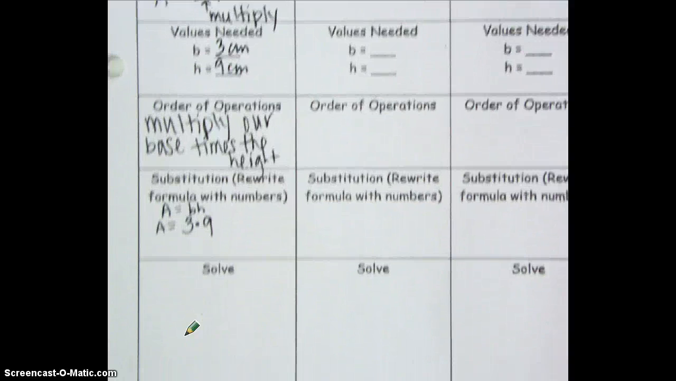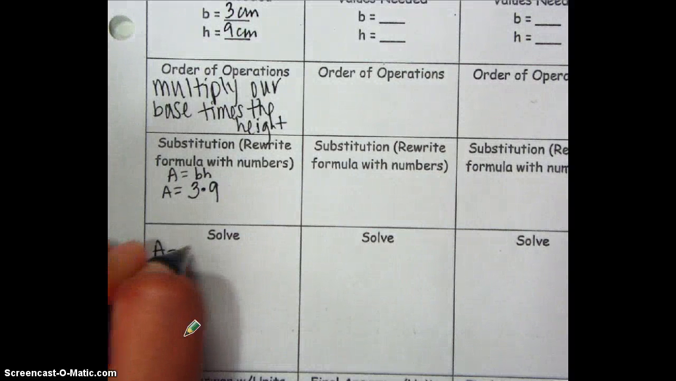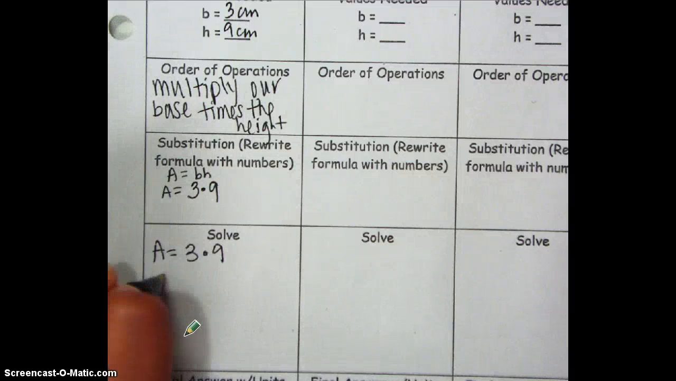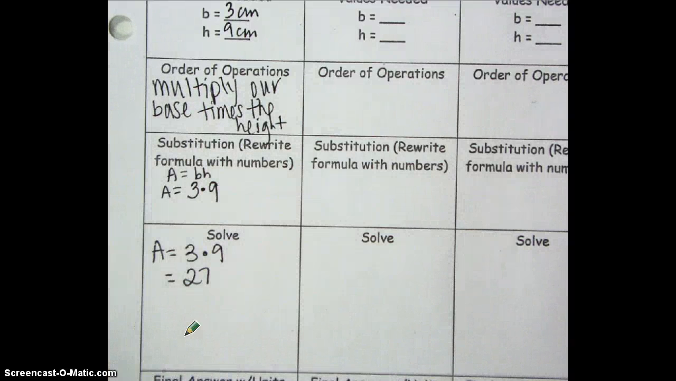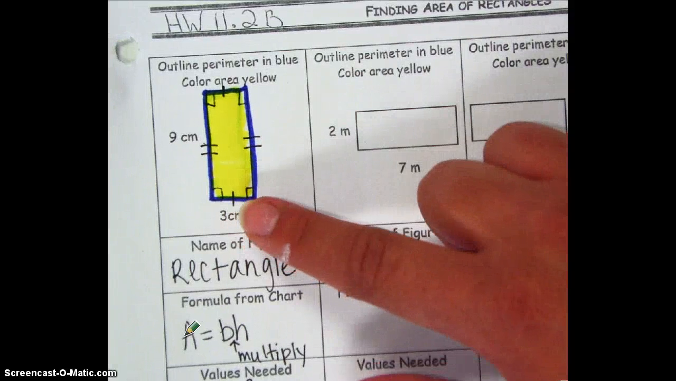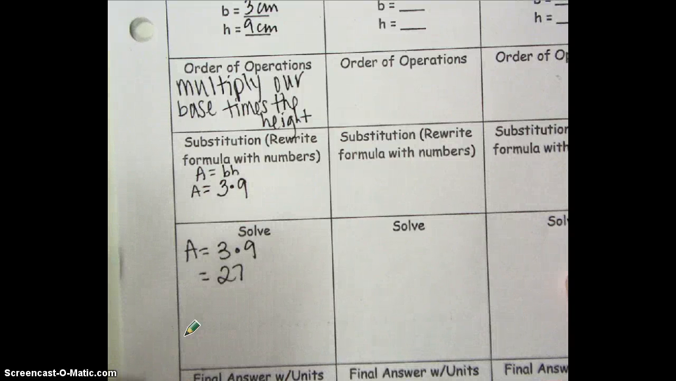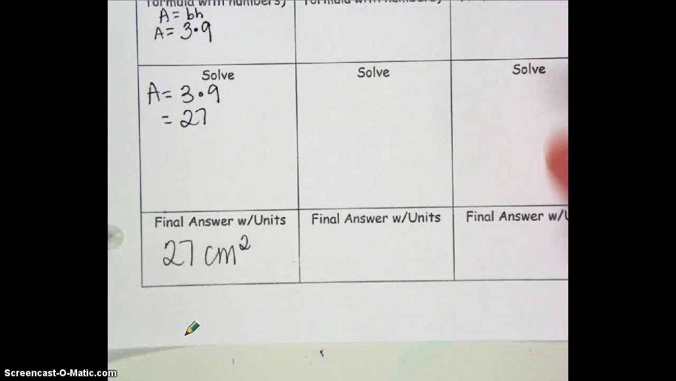So let's go ahead and solve it now. Again, area is equal to 3 times 9, which is 27. So the area of this rectangle that we were looking at first is going to be 27 centimeters, and our units are going to be squared. We have to remember that we square our units when we are finding area, and the reason we square our units is because we multiplied two dimensions together. That's why we ended up getting the squared on our units.